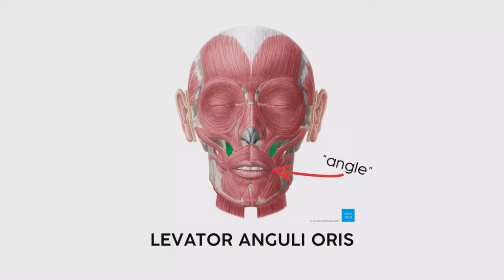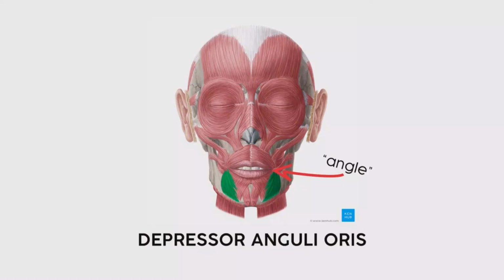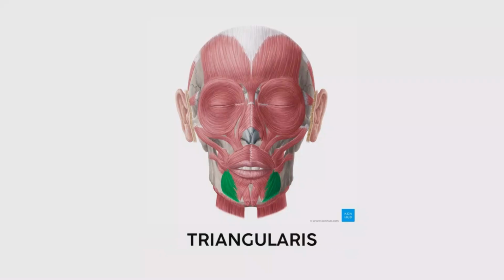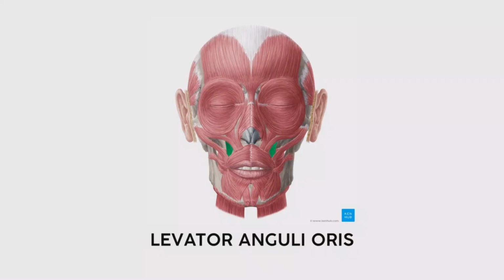The levator lifts the angle of your mouth while the depressor pulls it down, although some anatomists have different names for them. The depressor anguli oris is sometimes called the triangularis because it's triangle-shaped. I guess, I don't really see it. And the levator is called the caninus because it's where those big canine teeth would be.